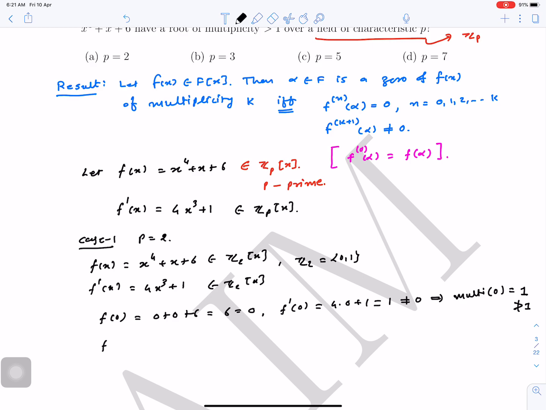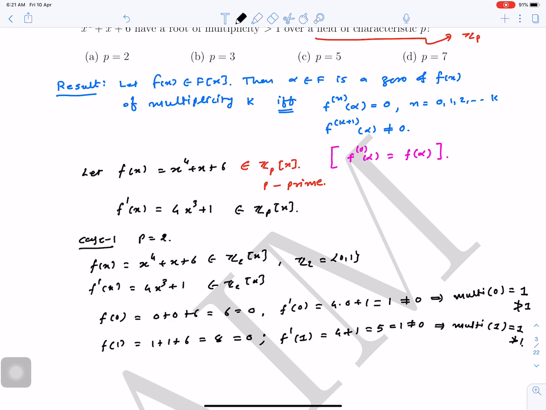And what about f of 1? So f of 1 will be 1 plus 1 plus 6, it is 8, it is 0. But f dash 1 will be what? It is 4 into 1 cube, it is 1, plus 1, so that is 5, and 5 is 1, which is also not equal to 0. So multiplicity of 1 is also 1, which is not greater than 1.